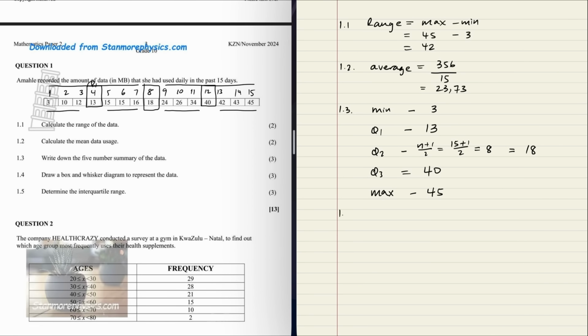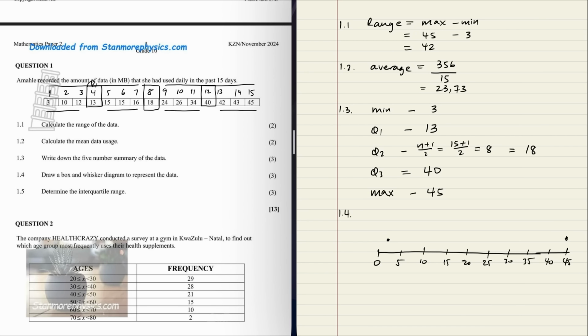Question 1.4, draw a box and whisker diagram. Now when you draw a box and whisker diagram, you need to use a number line. So the number line here, I'm going to go 0, 5, 10, 15, 20, 25, 30, 35, 40, 45. So minimum is 3, so somewhere there. Maximum is 45, so somewhere there.